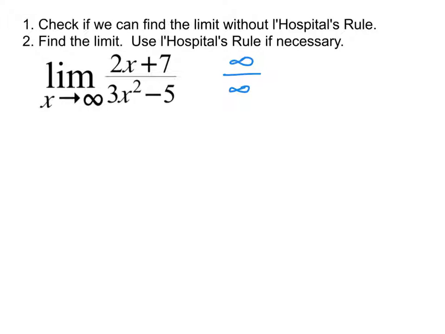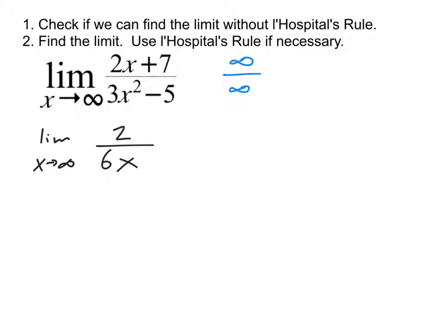So for the first time we see a situation where we need to use L'Hopital's rule because we have infinity over infinity instead of 0 over 0. Yes, we can also use it in this situation. So that means we're going to do the limit as x approaches infinity, and we take the derivative of the top, which gives me just 2, and the derivative of the bottom, which gives me 6x.